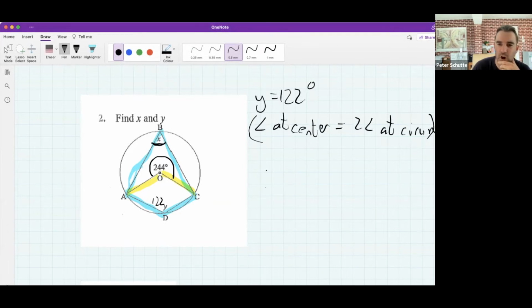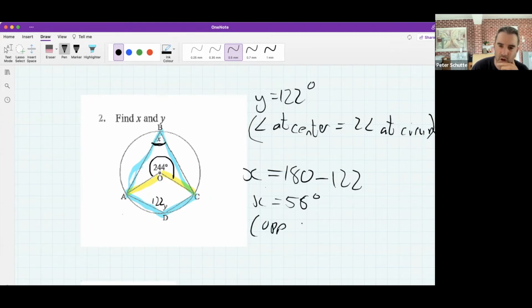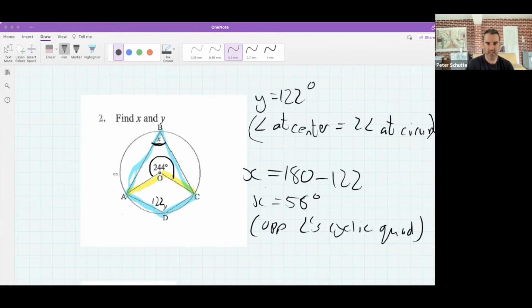So these are called opposite angles in a cyclic quad, and we say they're supplementary or they add up to 180. And so to find what X is, we go 180 minus 122, and we get X is 58. And the reason is opposite angles cyclic quad. Whenever you have a cyclic quad, the two angles opposite each other are going to add up to 180. I see Kaklecho put that in there.